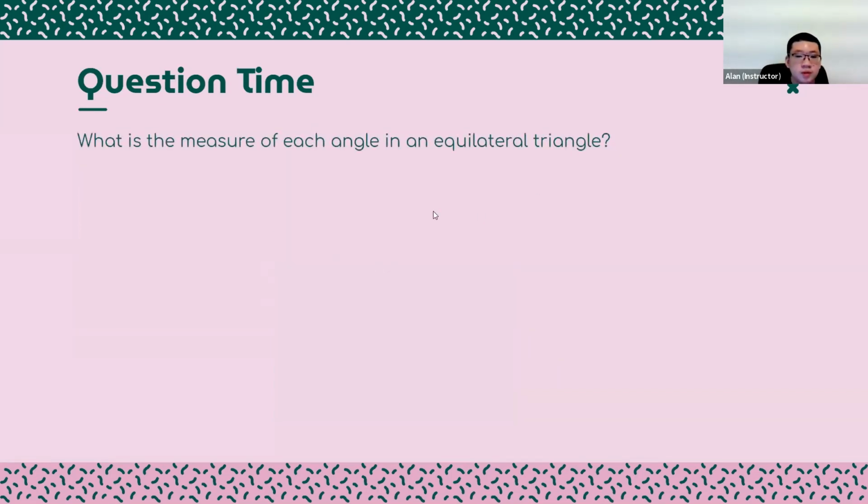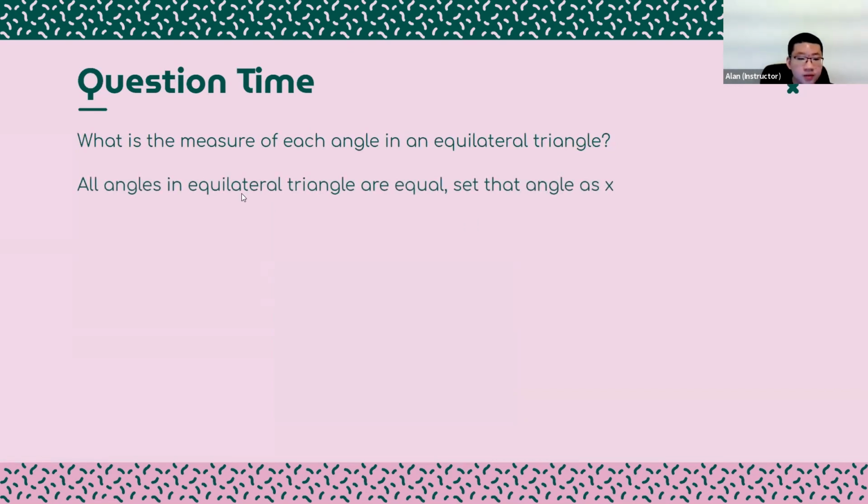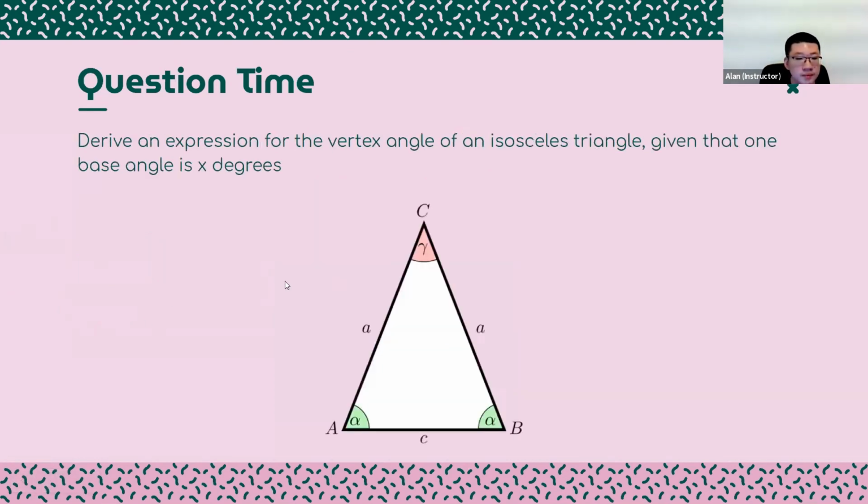So you also use the fact that all angles in an equilateral triangle are equal. So you set that angle as x. So you know that x plus x plus x must equal 180 degrees. And so 3x equals 180 degrees. So you divide both sides by 3 to get that x equals 60.